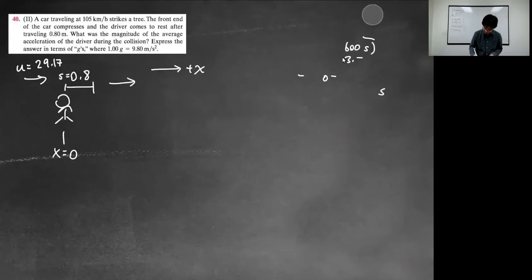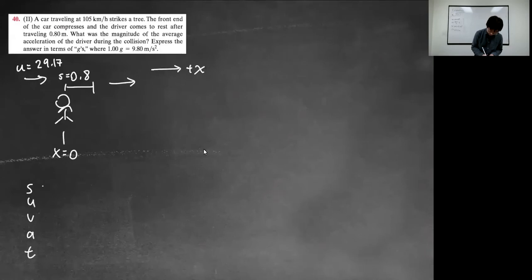Can get rid of this. And then what else? Good. I think that encapsulates most of it. Now let's move on to write out our SUVAT variables. So the s is plus 0.8. The u is, I'm going to define this as positive, right? So it's plus 29.17. The acceleration is my aim.